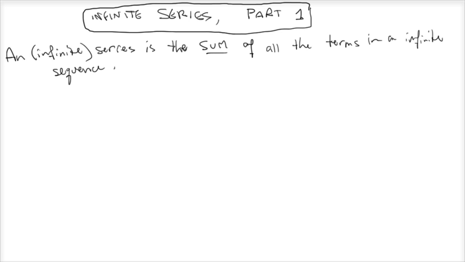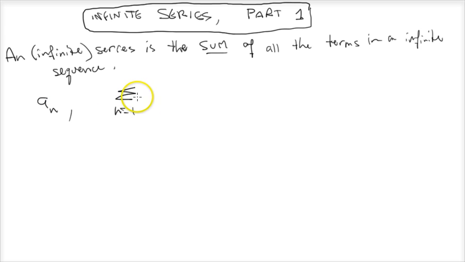An infinite series, you can also just call it a series. It's kind of assumed that it's infinite if you're talking about it, because just a series on its own between two real numbers is not very interesting. And that's the sum of all of the terms in an infinite sequence. So symbolically, if we were to have a sequence a of n, we'd write out an infinite series out of that sequence.